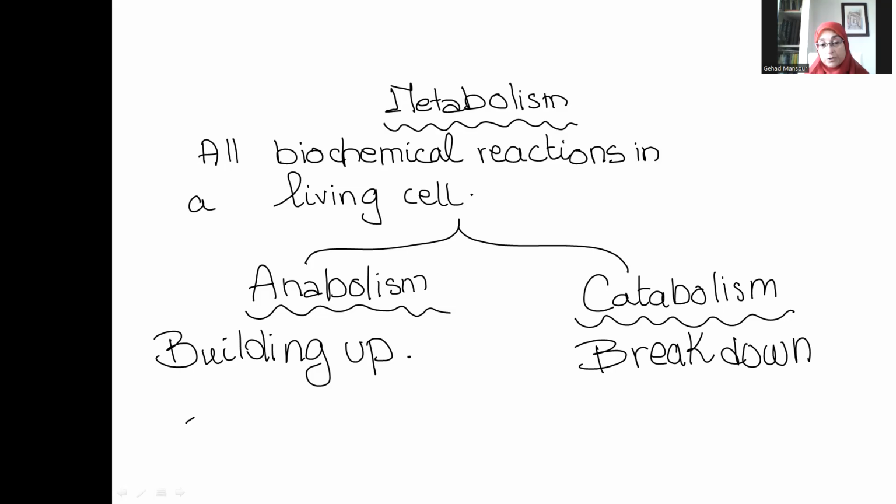So if you start by small molecules, like for example, amino acid molecules, and you join those amino acids through chemical bonds in order to give a polypeptide, which is a bigger molecule, then you are building up a polypeptide molecule, and this is anabolism.